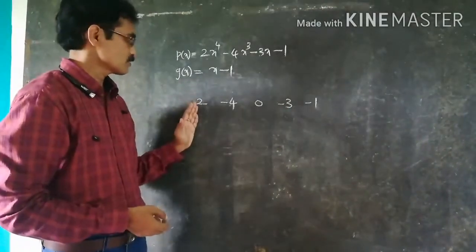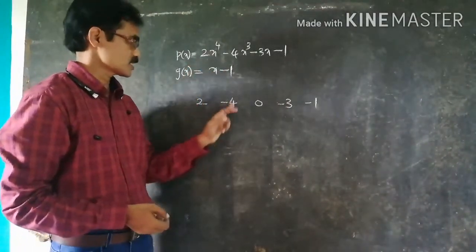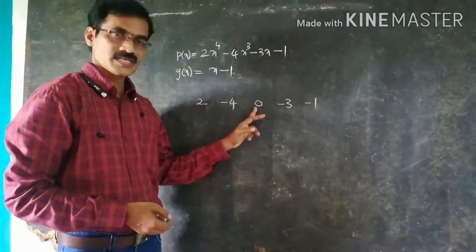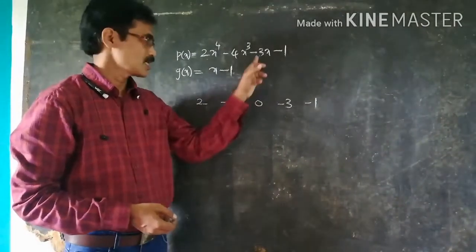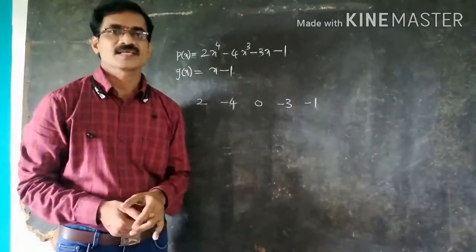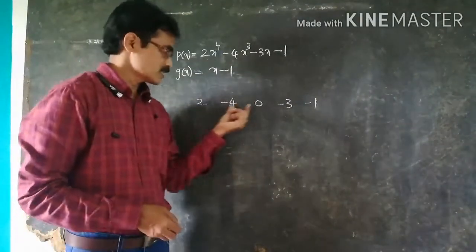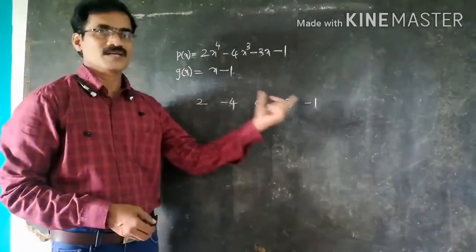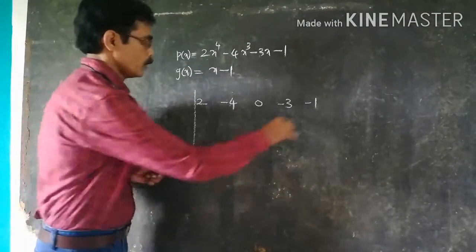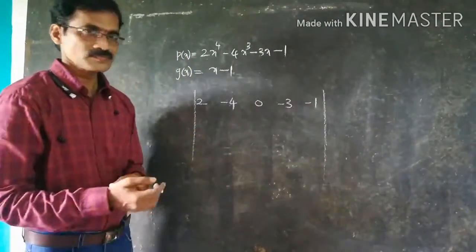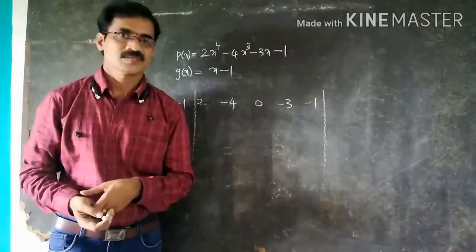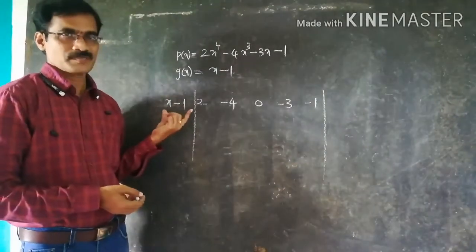The order must be maintained here. This is the x to the 4 term's coefficient, this is the x cube term's coefficient, and x square is missing, so you keep 0, then the x term's coefficient, and this is the constant. If you write these coefficients in order, then it will be easy. Now we are dividing this by x minus 1. So this is a linear polynomial.